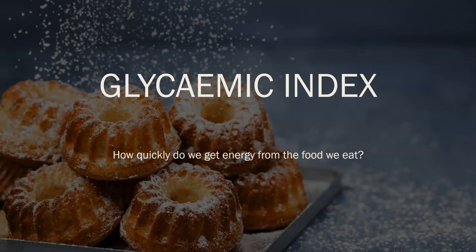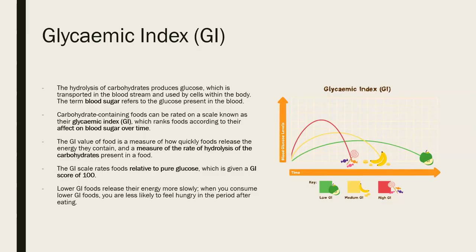Hi and welcome back. In this video we're going to be looking at glycemic index, which is measuring how quickly glucose enters our blood. So the GI comes about as a result of the hydrolysis of carbohydrates. When carbohydrates are released into the bloodstream of the body, we refer to them as blood sugar. This gives an indication of the amount of glucose present in the blood.